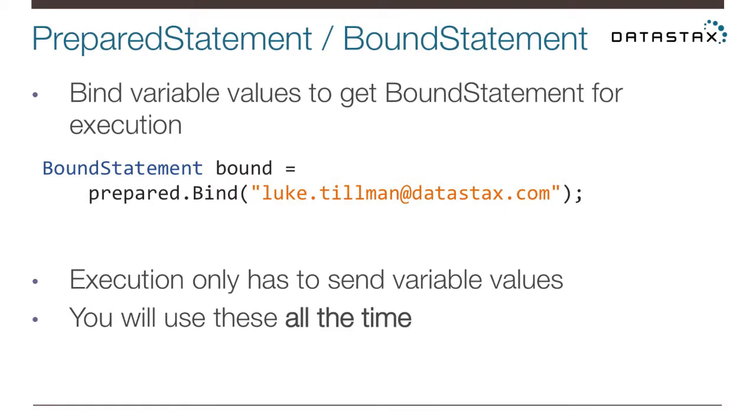Once you prepare it, do that once, save it off somewhere, and then when you actually want to execute it, that's where the other half of this, a bound statement, comes in. Here I'm showing you how we provide the values. In the last example we had where email equals question mark, so here I'm providing the email value. I take the prepared statement that I saved off somewhere, call .bind, and I get a bound statement back. That's one that can actually be executed against Cassandra. One of the other nice optimizations is that when it goes to execute against Cassandra, behind the scenes it only has to send your bind variable values.